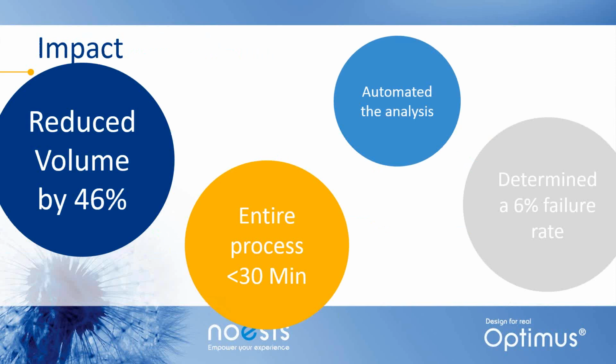So the impact of using Optimus with JMAG: we were able to reduce the volume by 46%. We were able to automate or capture the entire process, which took less than 30 minutes. And ultimately, we were able to determine a 6% failure ratio for the optimal design.